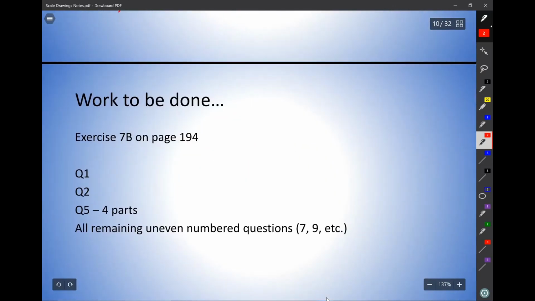You guys are going to have a couple questions now from the textbook to practice. Page 194. You'll start with the first 2 questions, then you'll skip down to question 5 and only do 4 parts of question 5, and then from question 5 on, you'll just do the uneven numbered questions, 7, 9, 11, 13, I think it goes up to 15 or maybe 17.